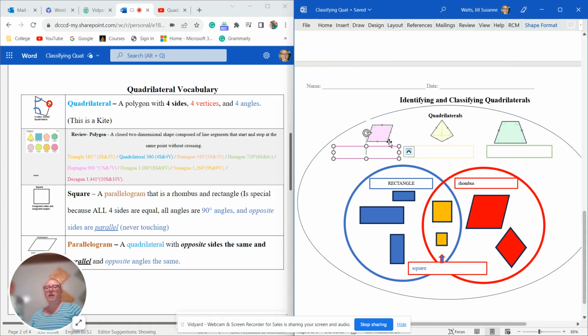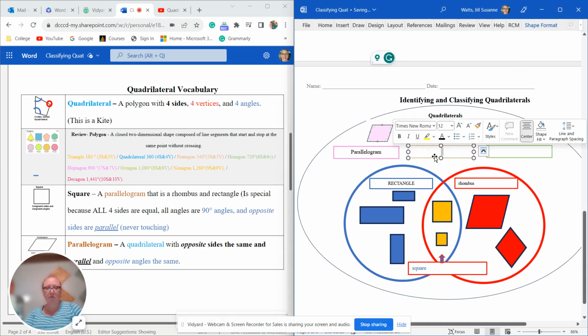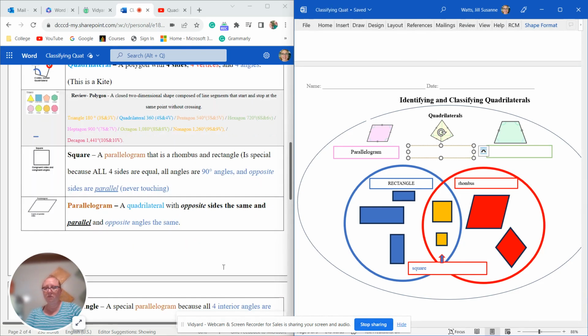Okay, it's been a few minutes. All right, so can you tell me what the purple one is? It's the parallelogram. Why do you think it's a parallelogram? Because all 4 sides are the same. And only 2 opposite angles are the same. Good job.